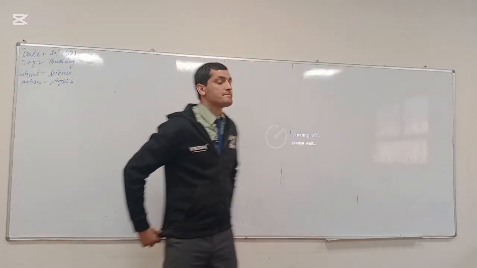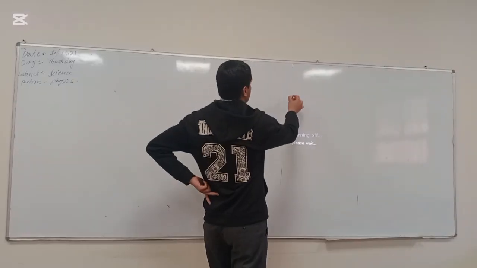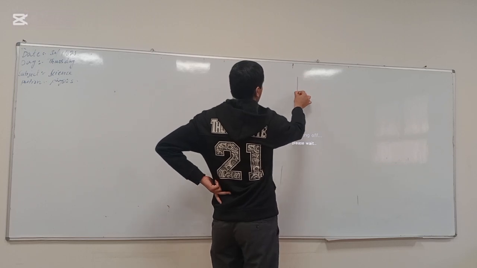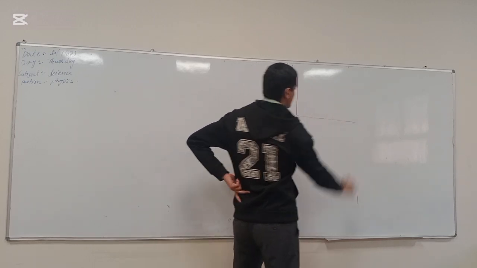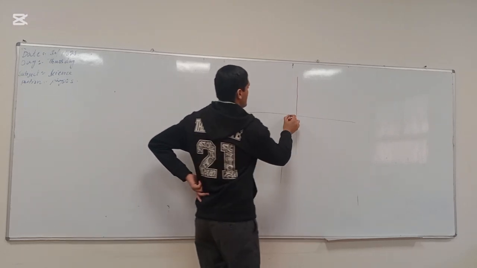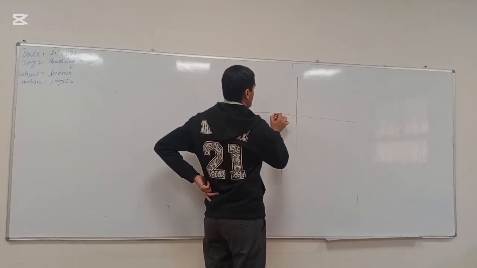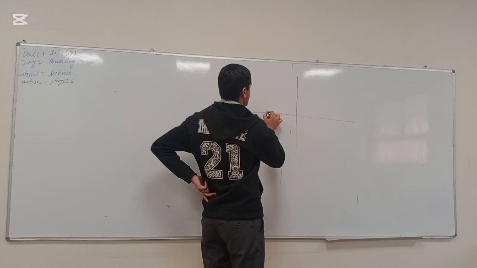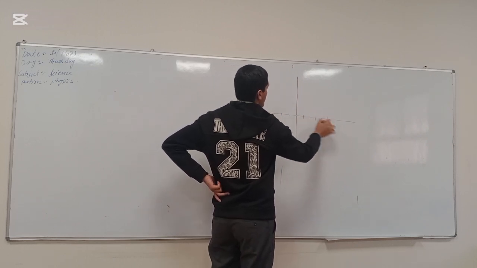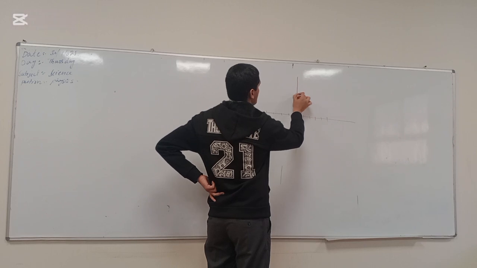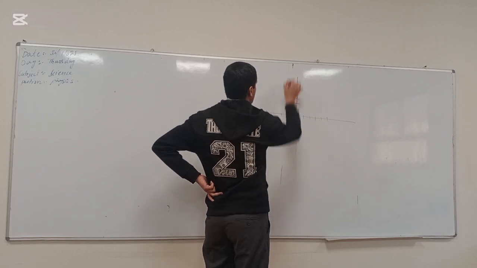Now look here. This is, suppose, my coordinate system. Okay, this is 1 centimeter, this is 2 centimeter, this is 3 centimeter, this is 4, this is 5, 1, 2, 3, 4, 5, 1, 2, 3, 4, 5, and drawn like this.